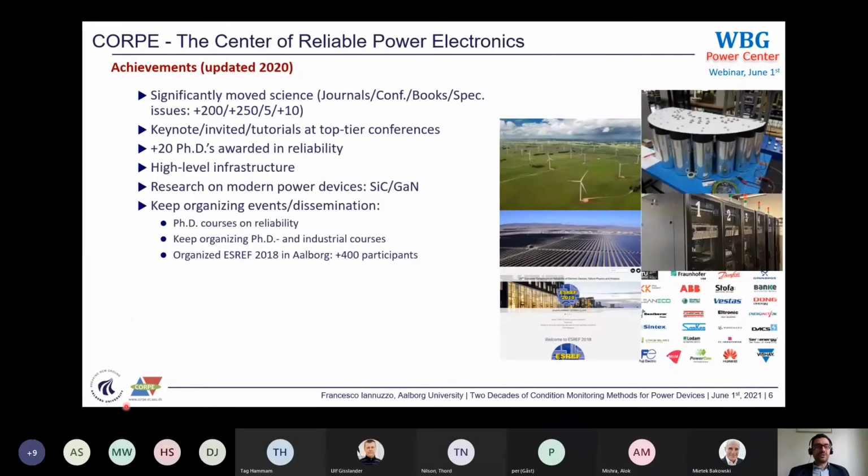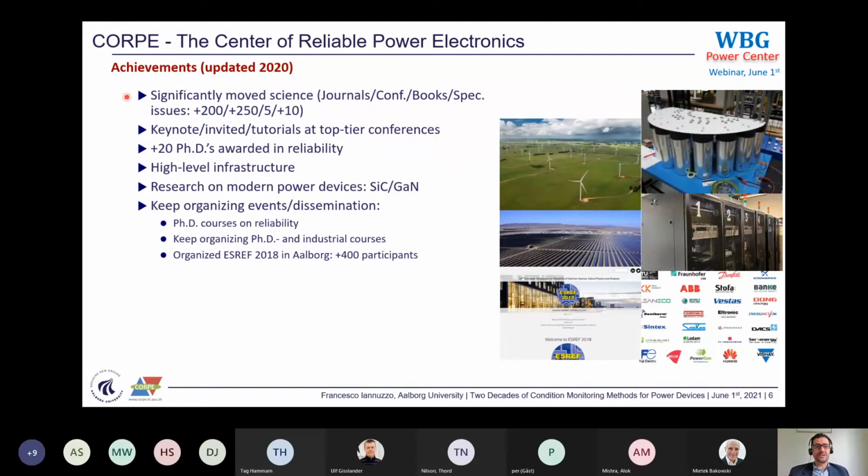A few words also about CORP, the Center of Reliable Power Electronics. You can see the logo here. These are some achievements. So basically it is a center inside our department here at Aalborg University, working on reliability, specifically on reliability of power electronics. And as MIETEC has kindly announced, we try spreading a little bit the knowledge and the scientific importance of reliability of power electronics.